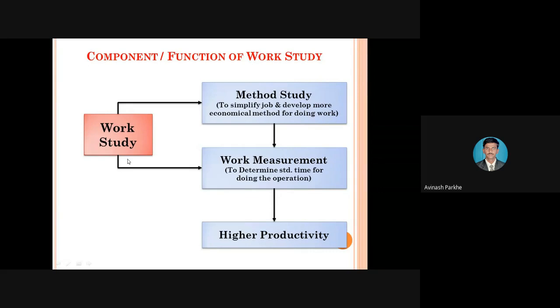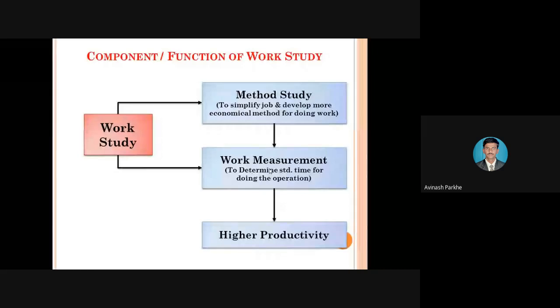Work measurement is the second step, which is carried out after the concept of method study. If we have not made any modification in the existing process, or developed any new method, then it is not possible to go for the measurement. If there is any modification, or a development of any new process, only then do we go for work measurement, that is, the determination of standard time for performing the operations.